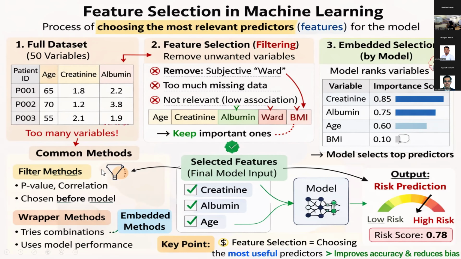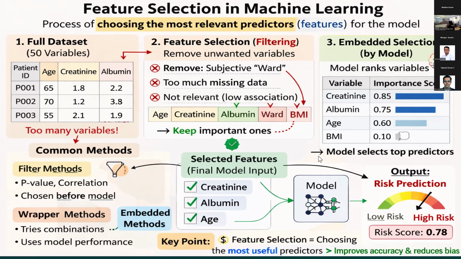Some common methods are the filter method, wrapper method, and embedded selection. In the filter method, you look at the correlation statistics before the model and exclude the variable. In the wrapper method, they try using combinations of the variables. In the embedded one, the model itself trains on it, ranks whichever is important, and removes the unimportant ones.